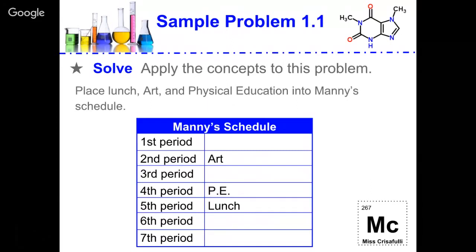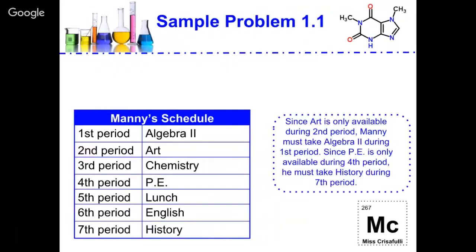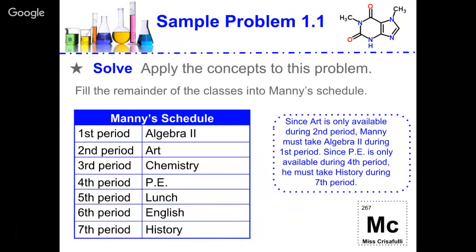I placed art, PE, and lunch in the appropriate periods in this schedule. So now we have to place all the rest of them. So now we're going to fill in the remainder classes. Since art is only available during second period, that means that Manny has to take Algebra 2 during first period. And since PE is only available during fourth period, he must take History seventh period. And then the rest of his classes will fall into place.